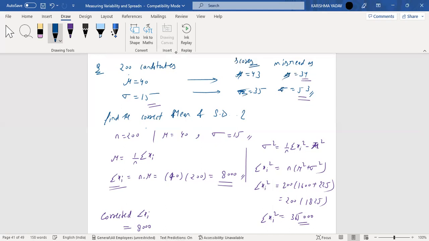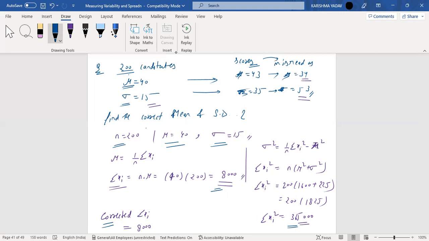Okay, so let's just see it from the very starting. We have 200 candidates, and the mean and the variance for these is this. And these are the scores 43 and 35. They are being misread as 34 and 53. I have just given them the symbol of mean and sigma, I'm so sorry about that. So n is equal to 200, mu is equal to 40, and sigma is equal to 15. So we got summation of xi equal to 8000, and summation of xi square equal to 365,000. Now we are going to find corrected sigma xi.